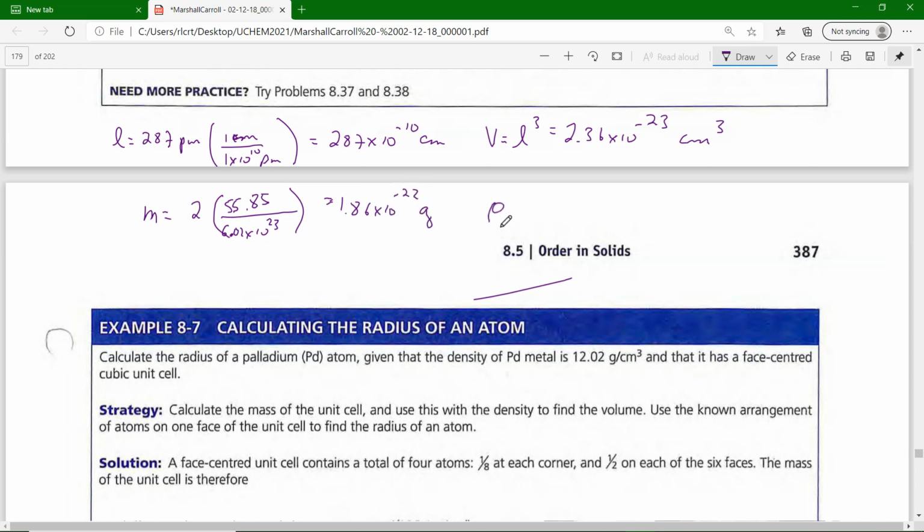Grams. So the density is mass over volume. So 1.86 by 10 to the minus 22nd grams over 2.36 by 10 to the minus 23 cubic centimeters. That gives 7.86 grams per cubic centimeter. See, the answer at the back of the book has 7.83, so it depends where you round it.